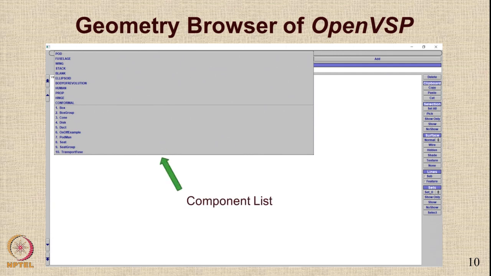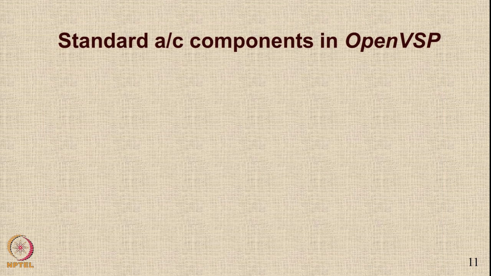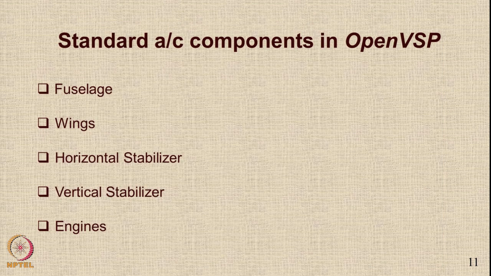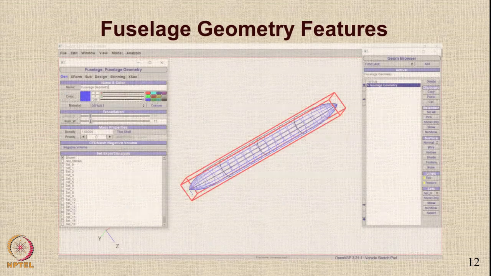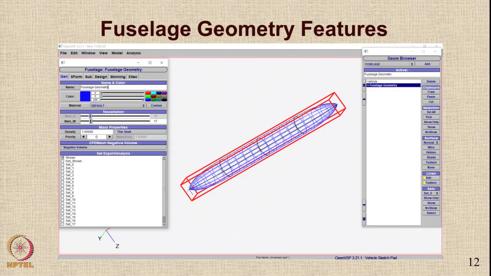The list of the components which is there in your aircraft is always shown in this geometry browser. The aircraft components which are standard in OpenVSP are the ones that you always see on any aircraft: the fuselage, wings, stabilizer, engine. Now, when you open the fuselage geometry feature on a browser, here you just select a fuselage. This is the default fuselage that opens up, and you can manipulate this geometry very easily by playing around with all these buttons here. A little bit of practice will help you learn how to do it.